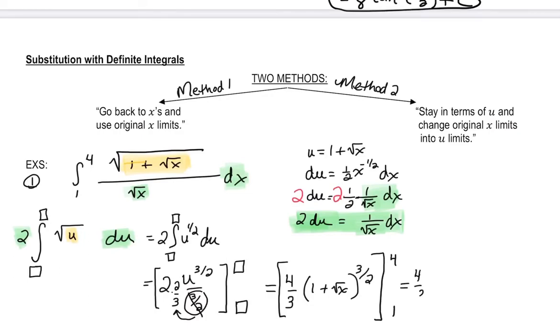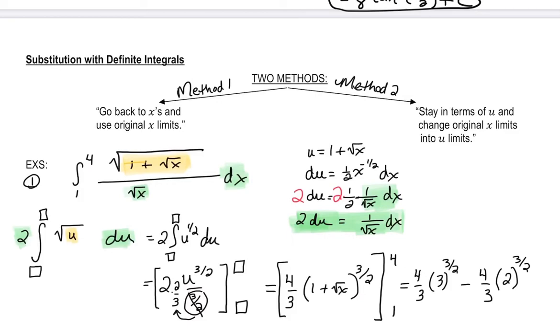And so now you would sub in your 4. So 4/3, 1 plus root 4 there, of course, is 2. 1 plus 2 is going to be 3. So I would have 3 to the 3/2. And then minus 4/3, which again could be factored out if you would prefer, times the quantity of 1 plus root 1. Root 1, of course, is 1, and 1 plus 1 would be 2. So 2 to the 3/2. And so this is my final result here.